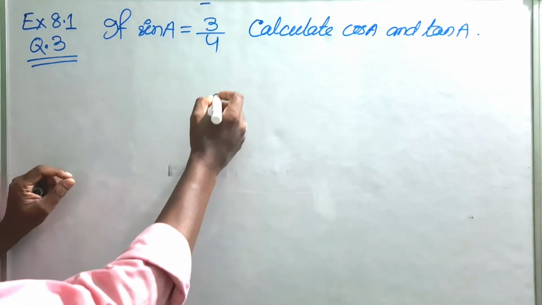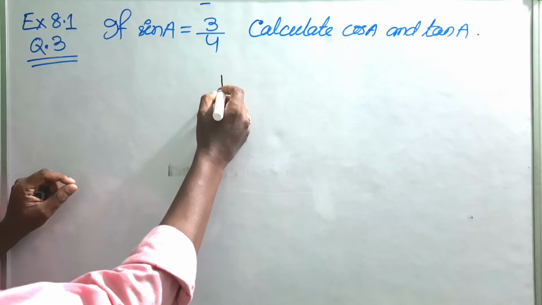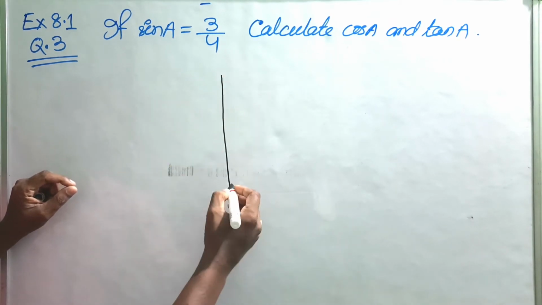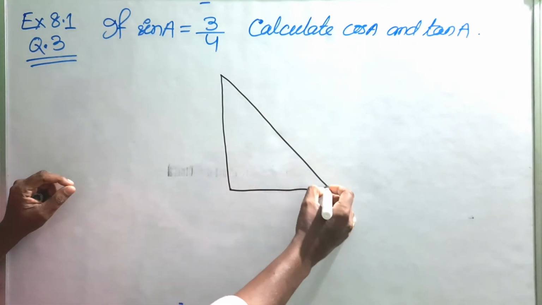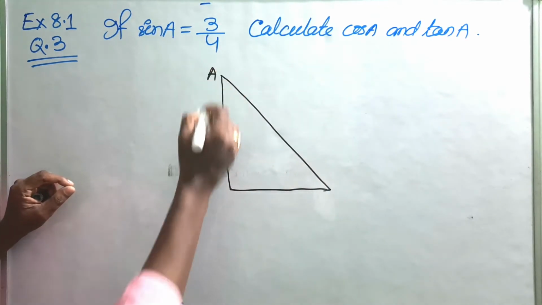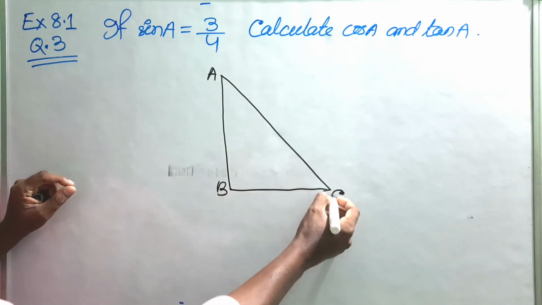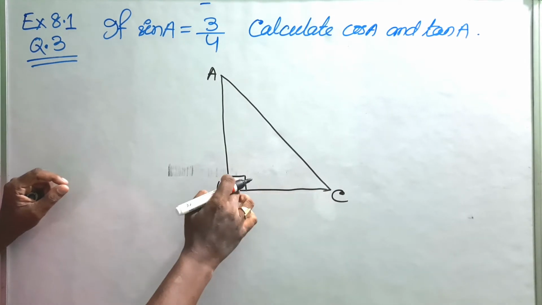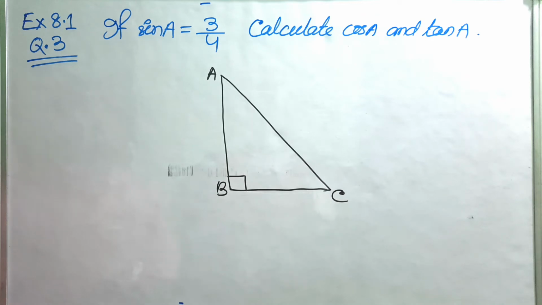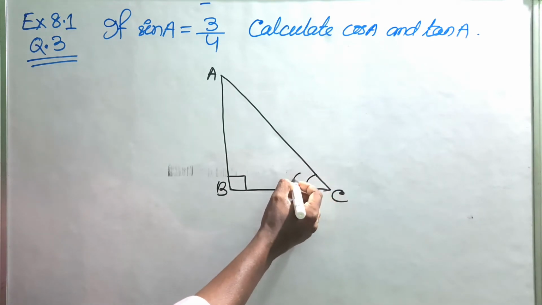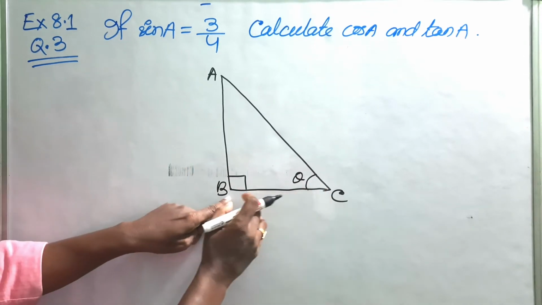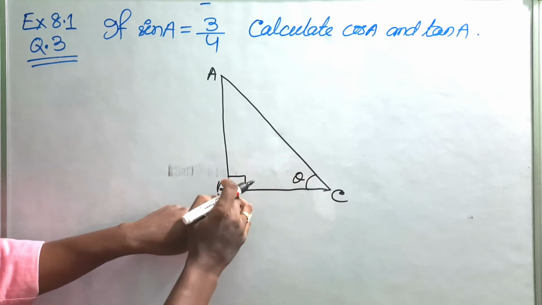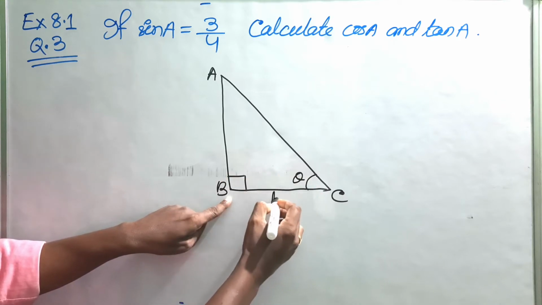Now here I am going to draw a right angle triangle. Now here ABC is a right angle triangle which is right angled at B. Now suppose I take this angle as theta, then the side included between this angle and the right angle is the base.